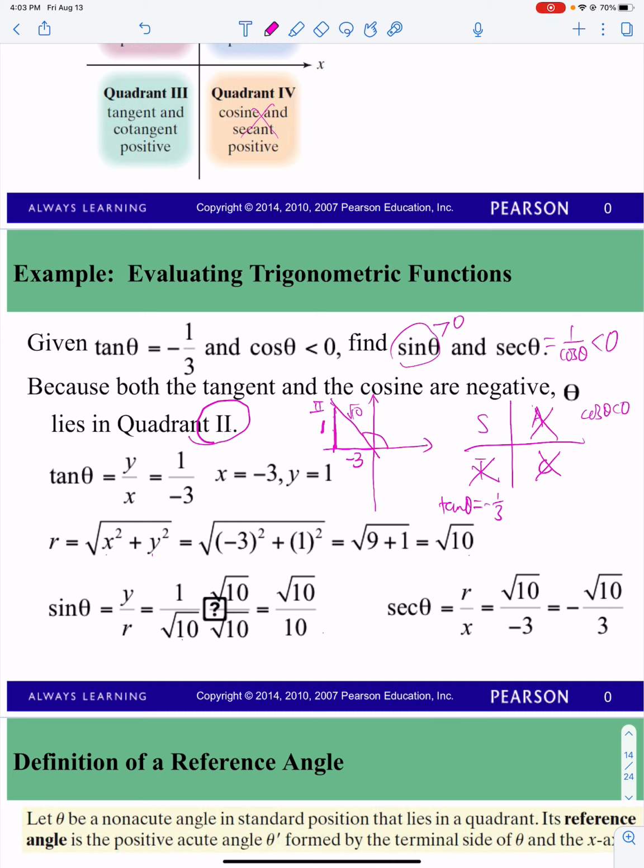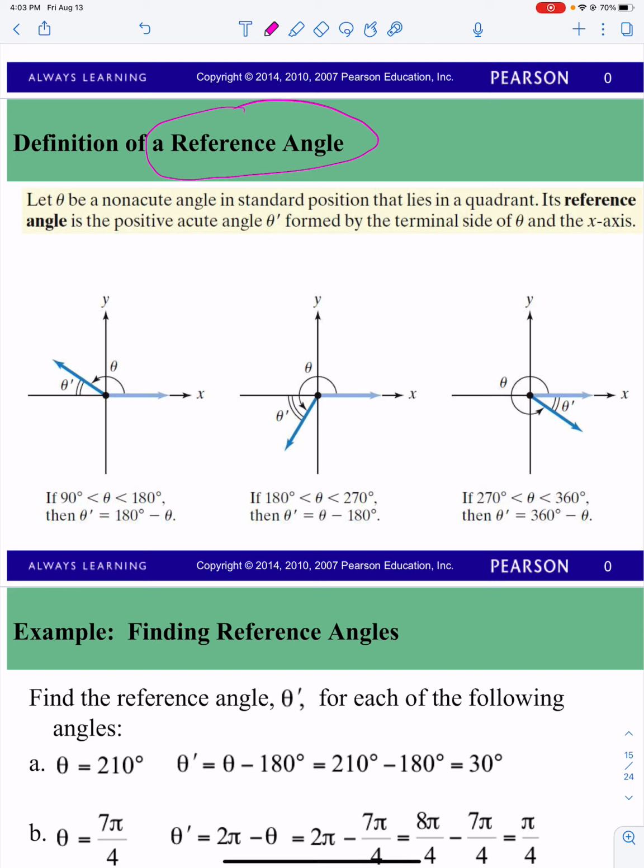Okay, so the next important thing is called the reference angle. What will be the reference angle? Reference angle is always positive and acute. It is formed by the terminal side of theta and the x-axis. Does it need to be the positive x-axis? No, it's only the x-axis. It's the terminal side with the x-axis.